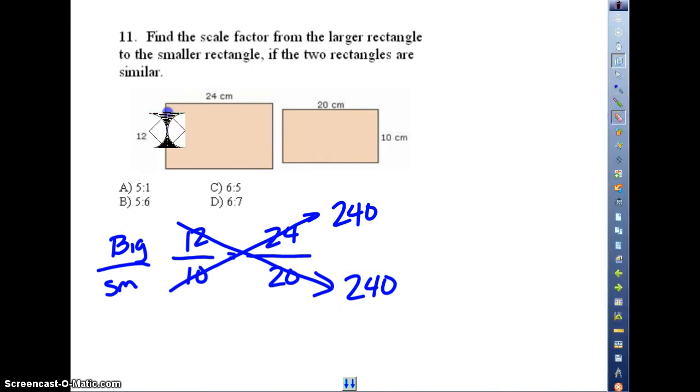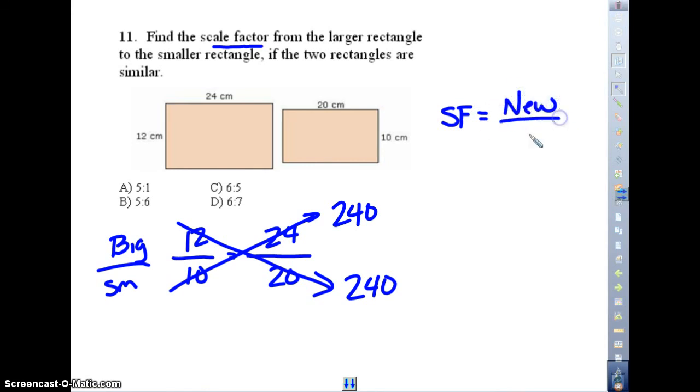Okay, now that I've proven that the two rectangles are similar, they want me to calculate the scale factor. You guys just have to remember that the scale factor is a new length divided by the corresponding original length. And I'm going to pick numbers that look the easiest. If I went from the larger to the smaller, which one's your new? That makes this one my new rectangle, and this one's my original. The original was dilated to make the new one a little bit smaller.